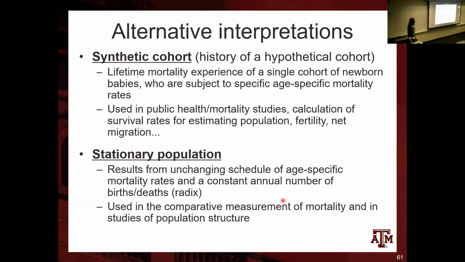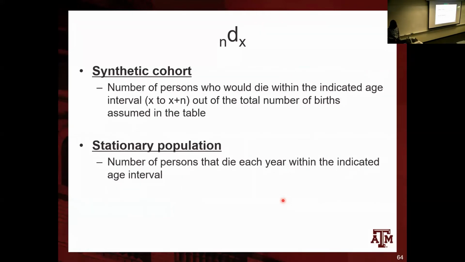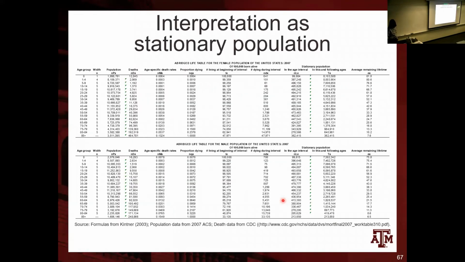What is the constant number of births? The radix, the little L0. That's the same number, which you can also get by summing up the column of DXN. When you do that, you can get the big L column here and estimate the distribution of the population in the case of unchanging age-specific mortality rates and number of deaths equal to the number of births.